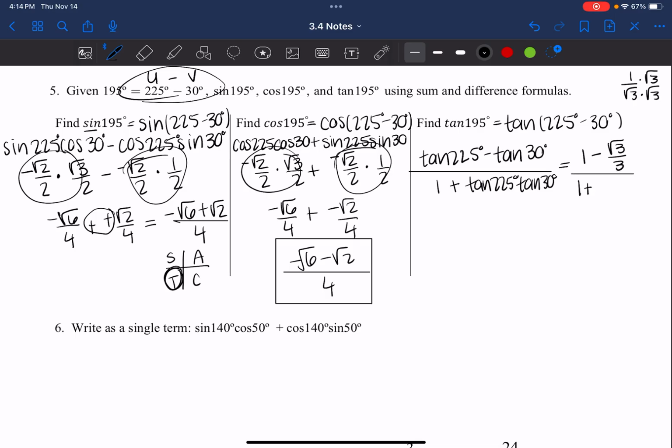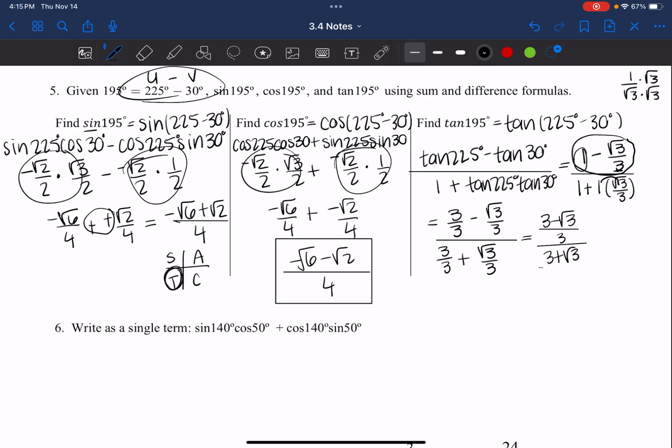In the denominator, I'll have 1 plus tangent of 225, which we said was 1, and tangent of 30, which we decided was root 3 over 3. All right, so in the numerator, I do want to be able to subtract these, so that would mean I need to give my 1 something with a denominator of 3, so I have a common denominator. So I can turn 1 into 3 over 3, minus root 3 over 3, and then I can do the same in the bottom. So I'd have 3 over 3 plus, right here, 1 times root 3 over 3 is just root 3 over 3. So I've got 3 minus root 3 over 3 over 3 plus root 3 over 3.